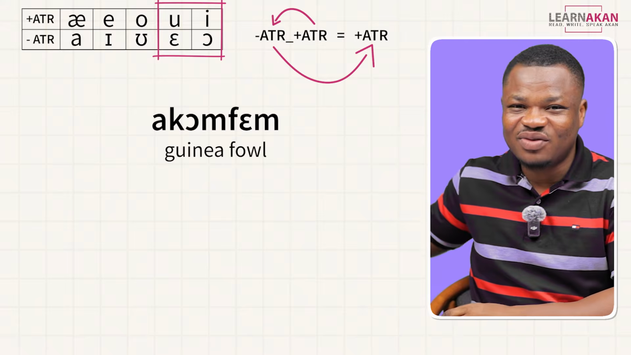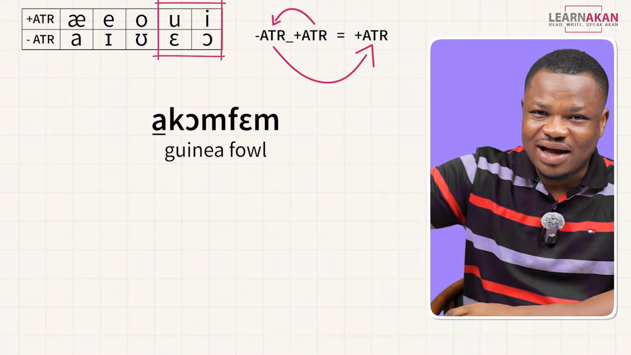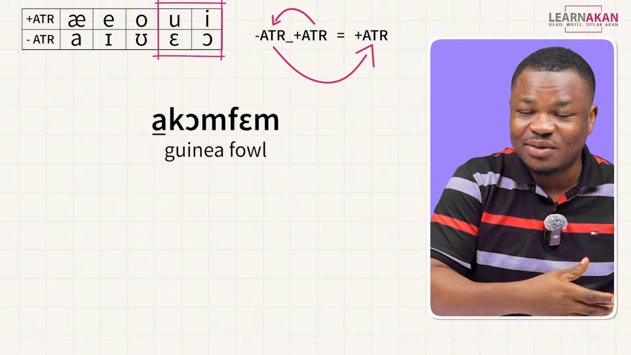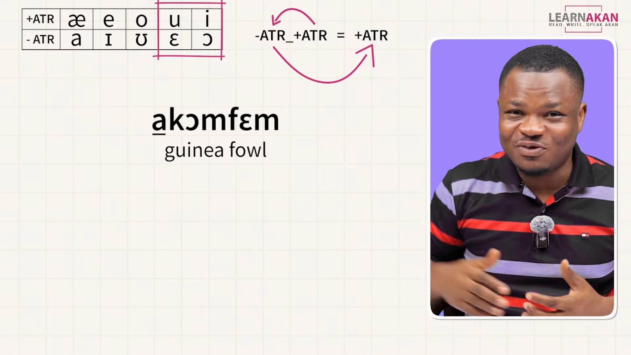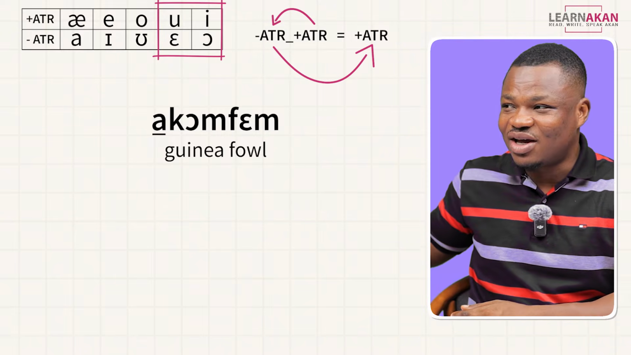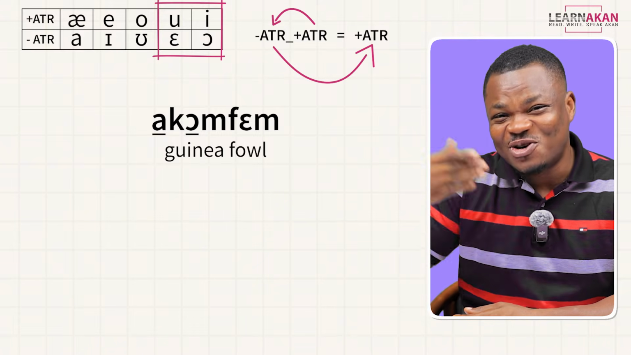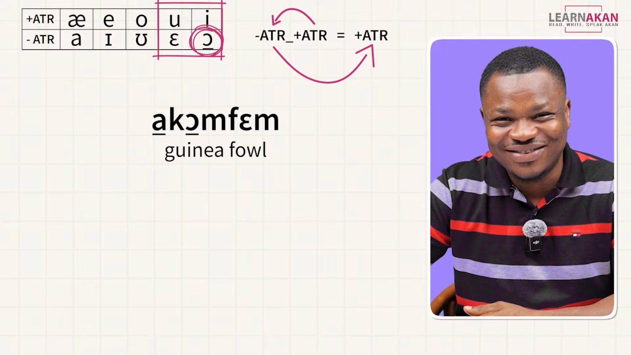Another example, we have this one. Again, there is A in front, right? So we need to determine the sound of this A by looking at the next vowel sound. So here we have the next vowel as O, right? O, and O is minus ATR, right?